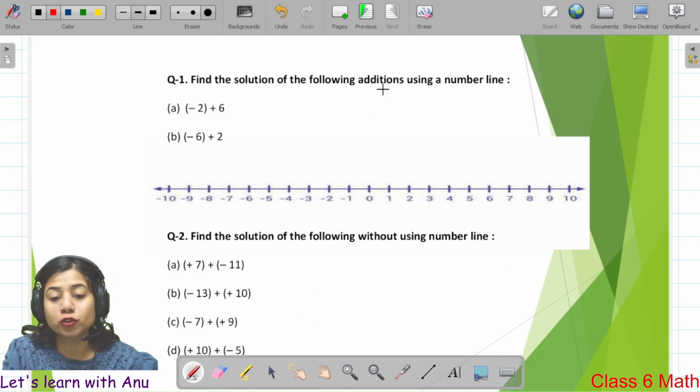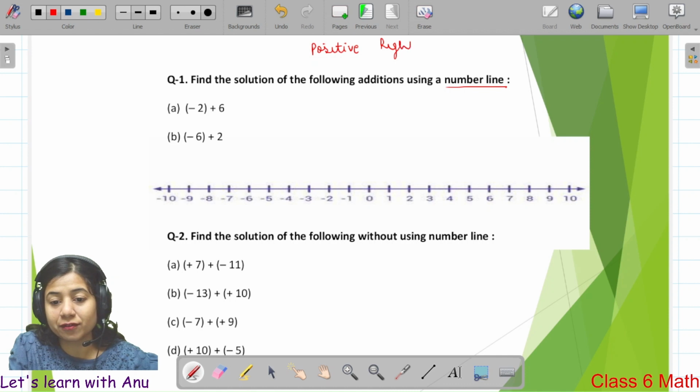Now find the solution of the following additions using the number line. For the number line, the rules are that if we have a positive integer, we are going to move in the right direction. And if we have a negative integer, we are going to move in the left direction. So let's apply these rules.